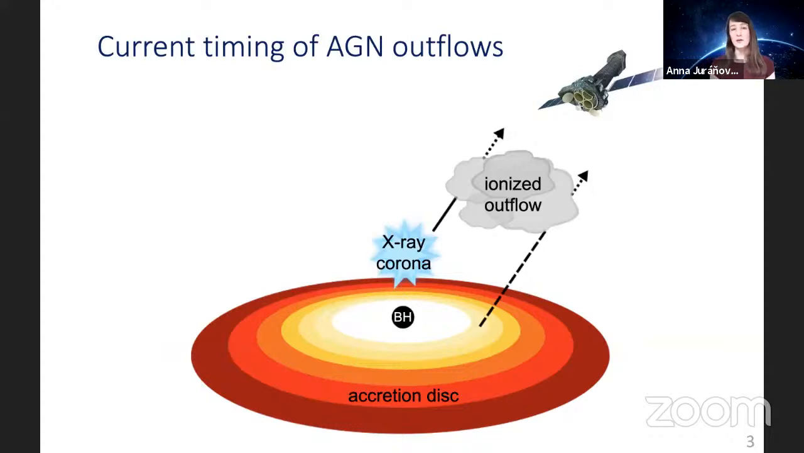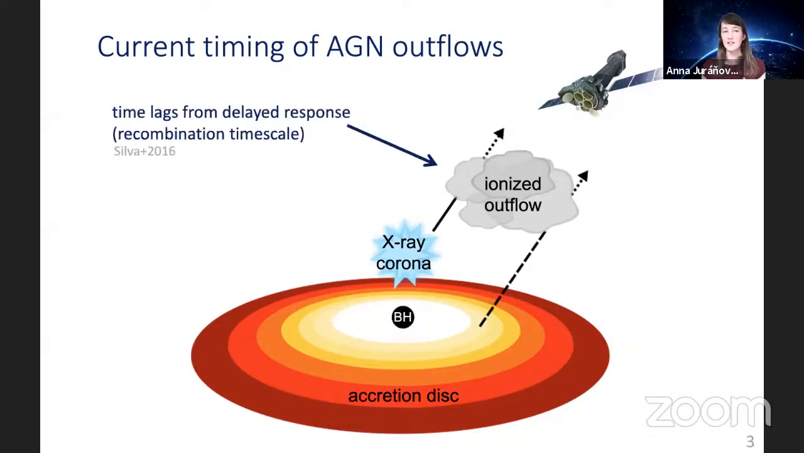But now let's focus on the ionized outflows. So if this system also contains some outflowing gas that can respond in its ionization state to the coronal variations, it has been shown that additional time lags can be produced from these delays.